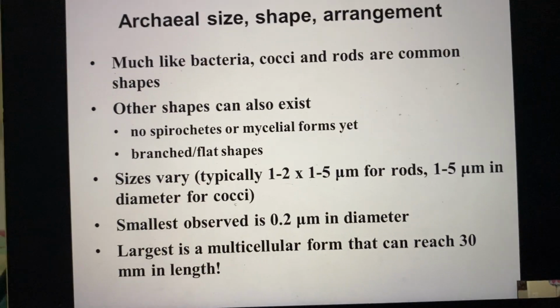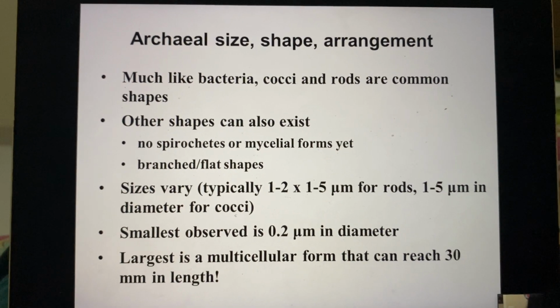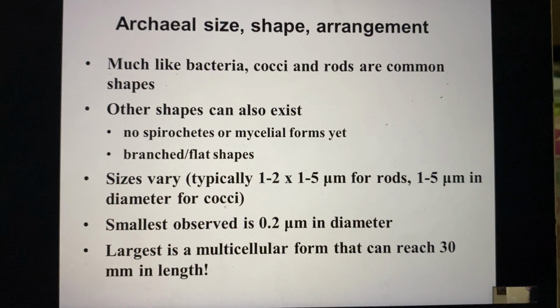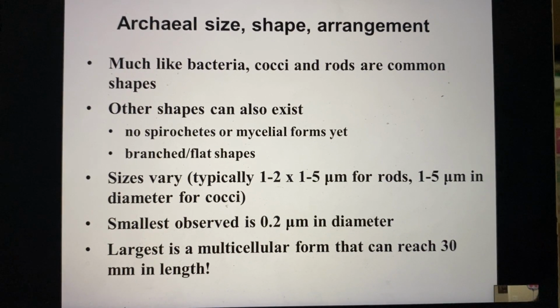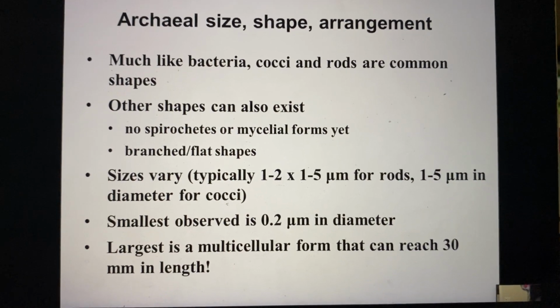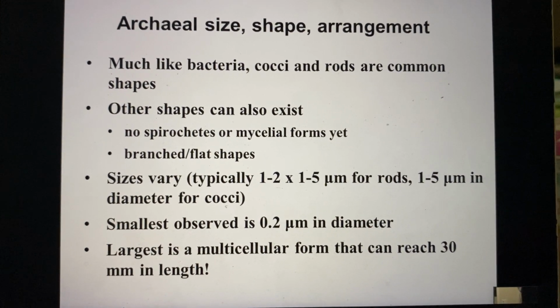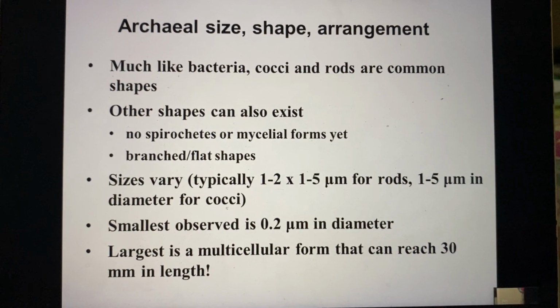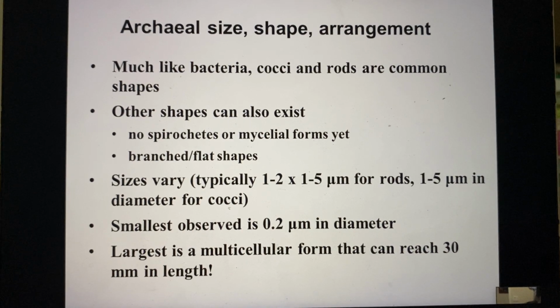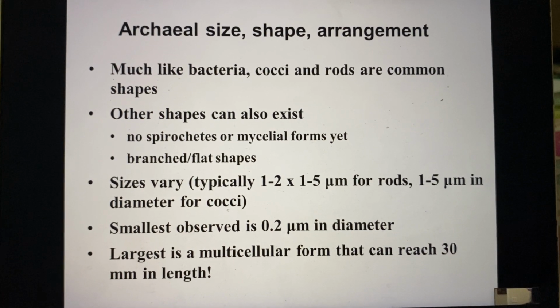The shape of these archaea, they almost look like bacteria, and they may be cocci or rods. These are the common shapes, but there are other shapes that will also exist in different ones. But up to now, we haven't looked at any spiral or yeast-like forms in the archaea. Well, we haven't discovered everything yet. We may find them. They may have branched or flat shapes also.